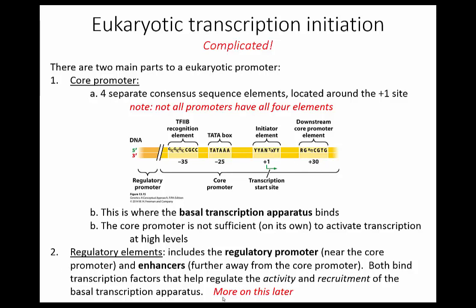Regulatory elements include the regulatory promoter, and this is found just before the core promoter on the DNA sequence. So here's the start of transcription, here is the core promoter, and before that would be found the regulatory promoter. And then they also have enhancers, and enhancers are found a lot further away from the core promoter, and they can actually be before the gene or after the gene in non-gene coding regions.